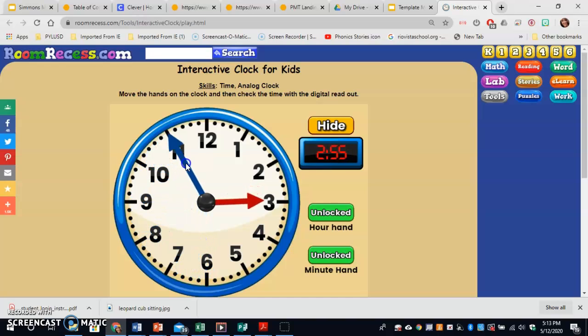2:30, 3 o'clock or 3 p.m., 3:30, 4 o'clock, 4:30, 5 o'clock, 5:30. This one's confusing because you can see that the hour hand is getting very close to the 6.